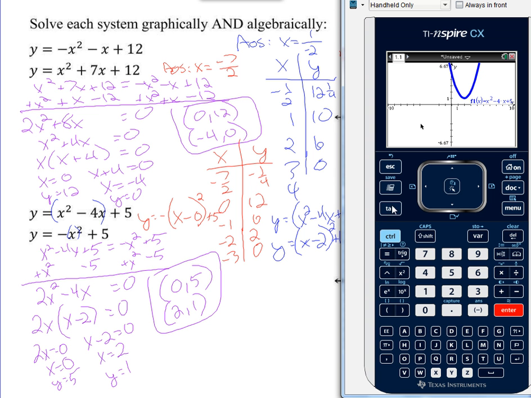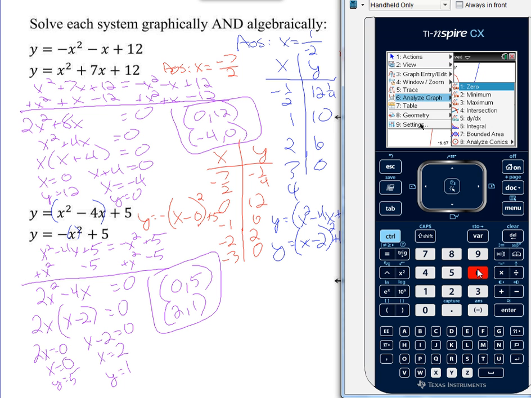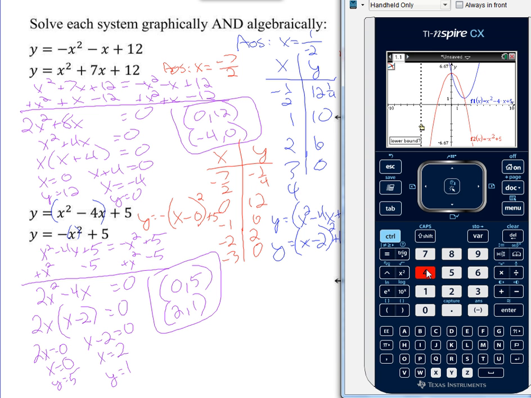And then press tab again. Brings up f2 of x. And then you can type in, make sure you use negative, and then x squared, and then plus 5. Hit enter. And now you can see your two parabolas. And if you want to find the intersection, then you can just find the intersection. So you're going to press menu, and which one? Analyze, and then intersection. And then it's going to ask you lower bound and upper bound.